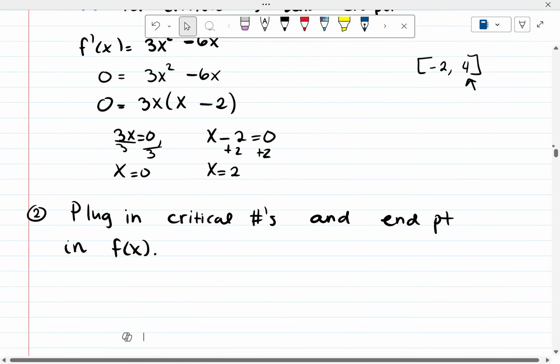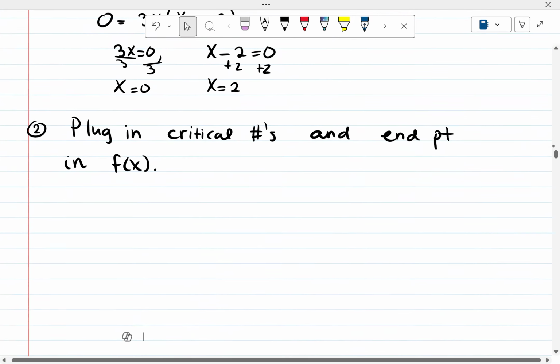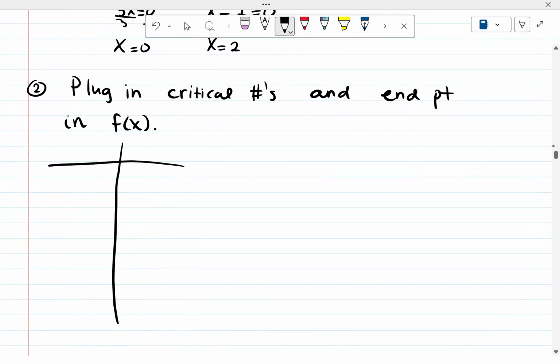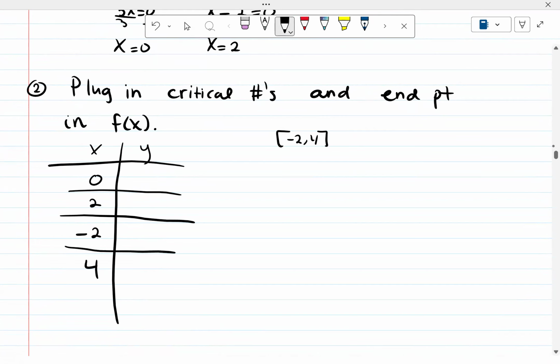Okay, so you're going to make a table. And we're going to use the x value 0 because that's part of our critical values. And we're also going to use the x value 2. And then we're also going to use the bounds, we said it was bounded from -2 to 4. So these are also our critical values, or our x values. So we've got to find the absolute minimum.